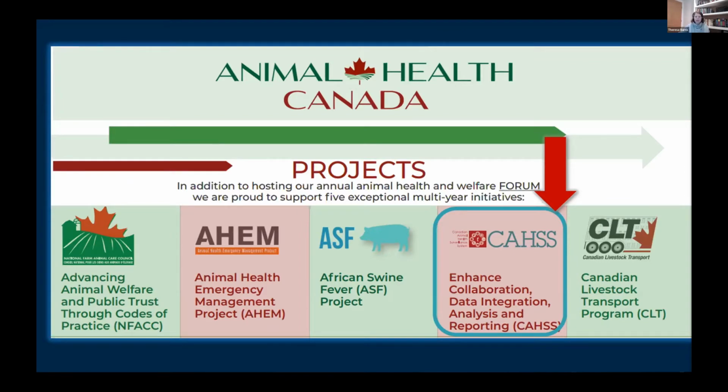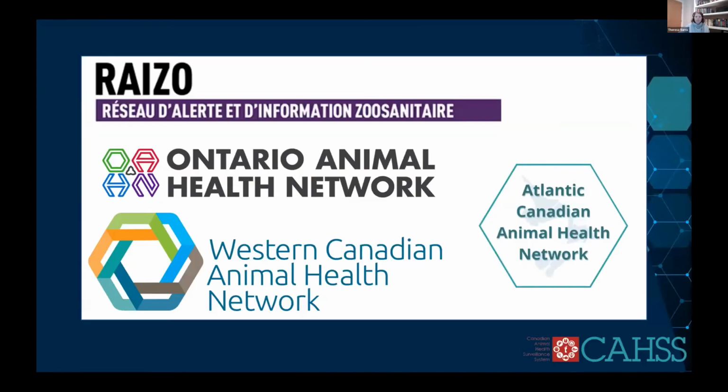So you can see on this slide that we're not the only division or project within Animal Health Canada. There is also the National Farmed Animal Care Council, Animal Health Emergency Management Project, African Swine Fever Project, and the Canadian Livestock Transport Program. And so the Canadian Animal Health Surveillance System, our purpose is to promote animal health surveillance and coordination across Canada in all aspects of animal health surveillance.